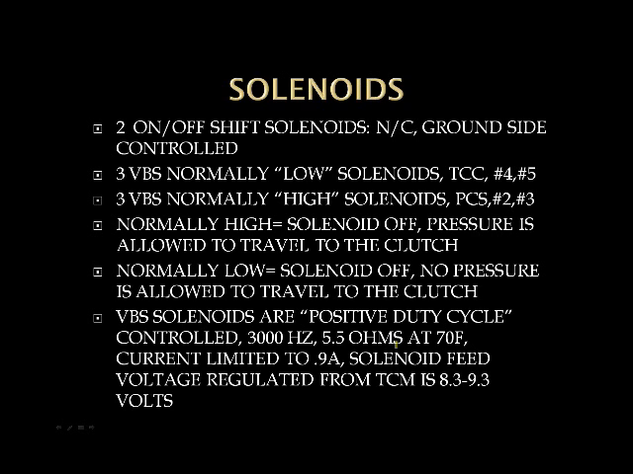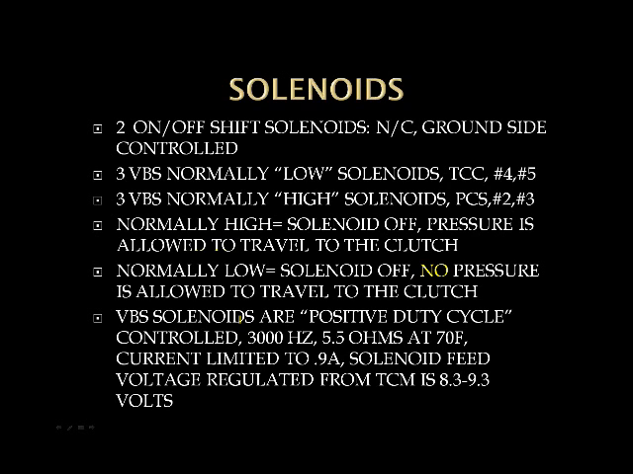The normally high solenoids are your pressure control solenoid and your number 2 and number 3 solenoids. A normally high solenoid is one where, when it's turned off, pressure is allowed to travel to the clutch. Normally low is just the opposite: when the solenoid is turned off, no pressure is allowed to travel to the clutch. So what does it boil down to? These solenoids are opposite of each other, just like a normally closed or normally open solenoid would be.